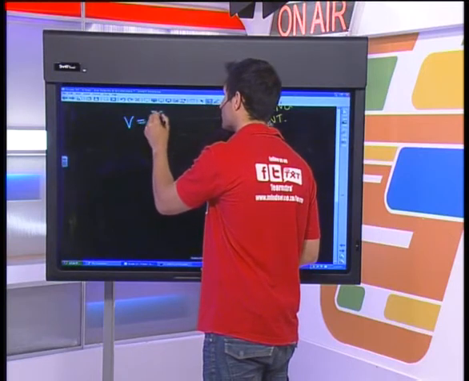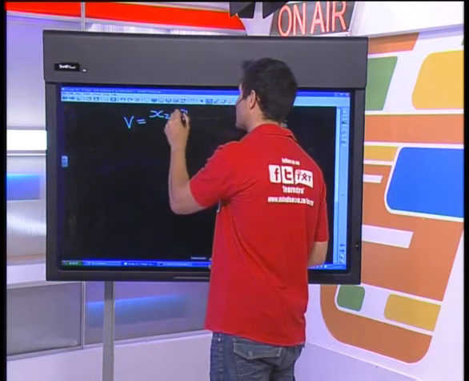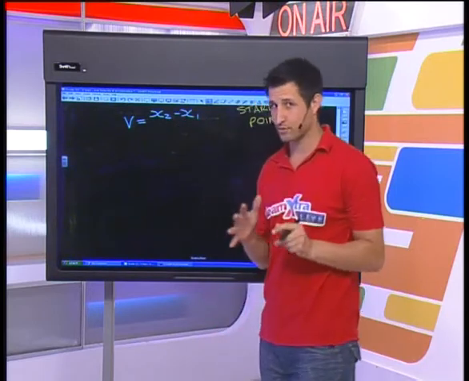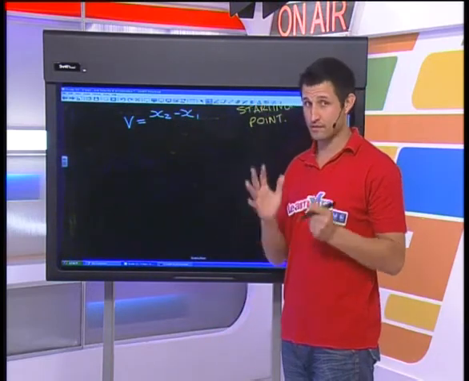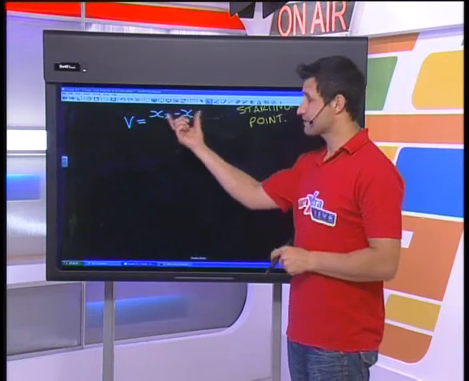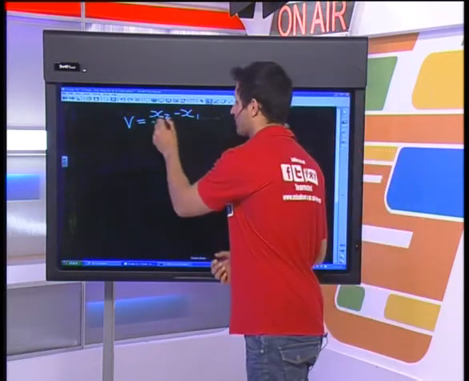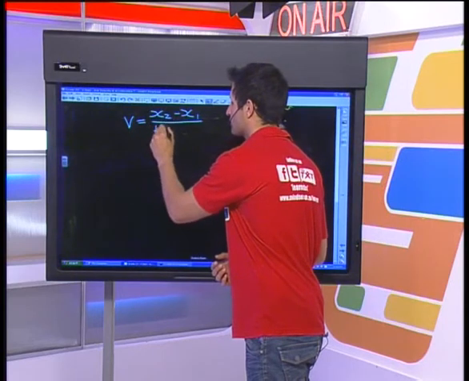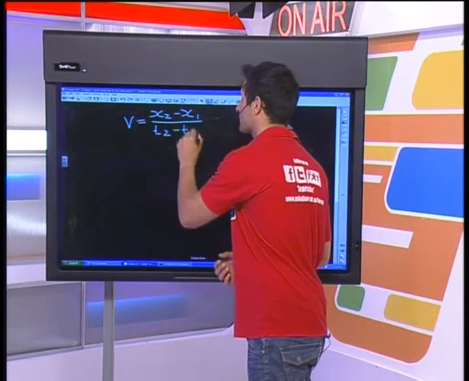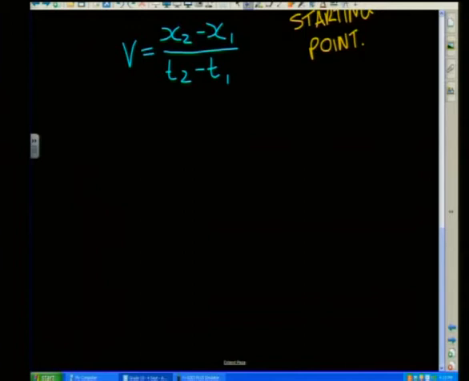So I've got displacement 2 minus displacement 1. Now, just bear in mind that this x is not the same as the x in maths. This x is talking about displacement. Then I've got time 2 minus time 1. So let's find out what the velocity actually is.